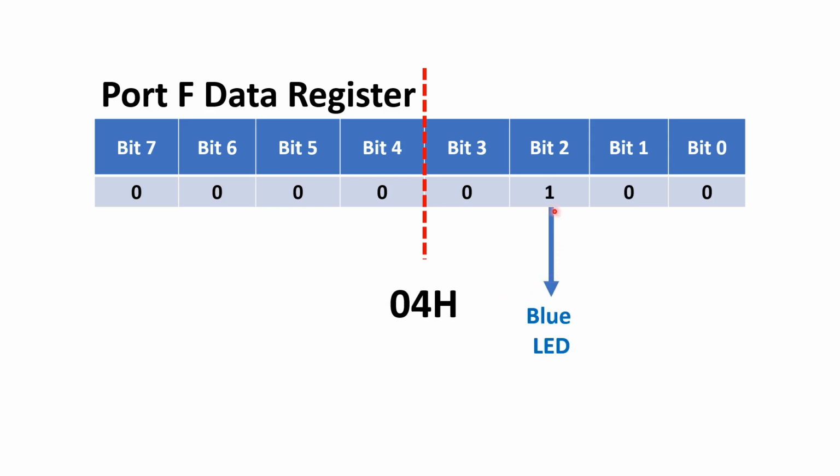Now the blue LED is connected to bit 2. So the binary pattern here in this data register would be 0, 0, 0, 0, 0, 1, 0, 0. That would be 04 hex. And finally, the green LED is connected to bit 3. So the binary pattern here is 0, 0, 0, 0, 1, 0, 0, 0. That would be 08 in hex.